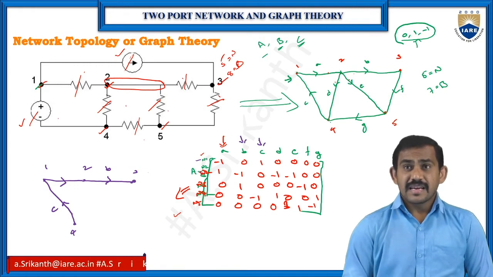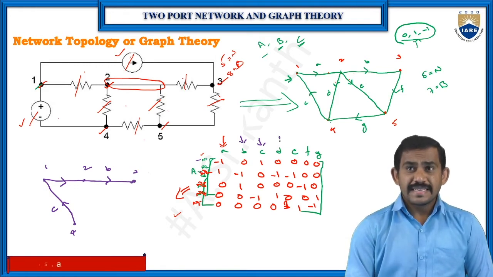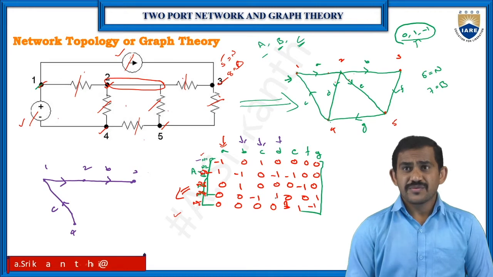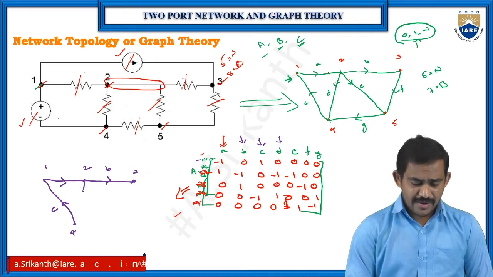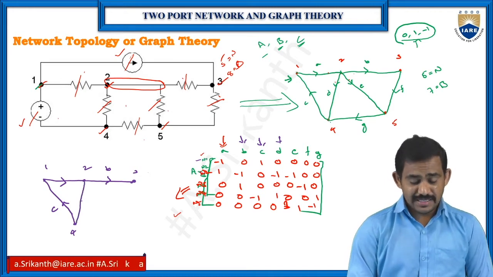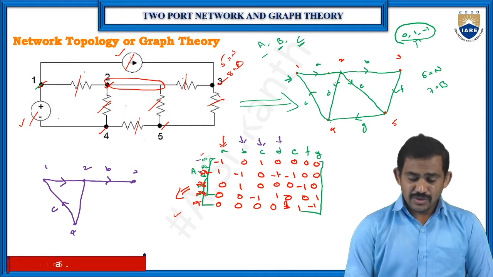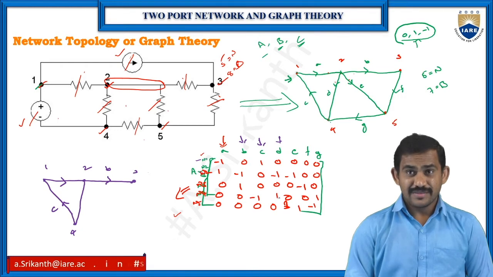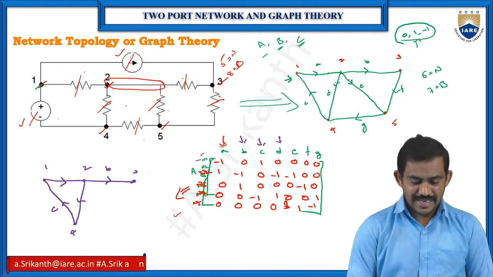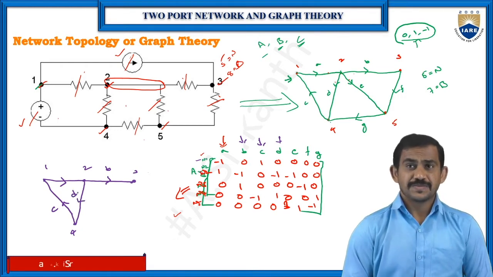Okay, and coming to the D branch, between 2 and 4. So between 2 and 4 I have one more branch, that is the D branch, and then the direction. So 2 is -1 and 4 is positive. So 2 to 4 is the direction. This is your D branch.